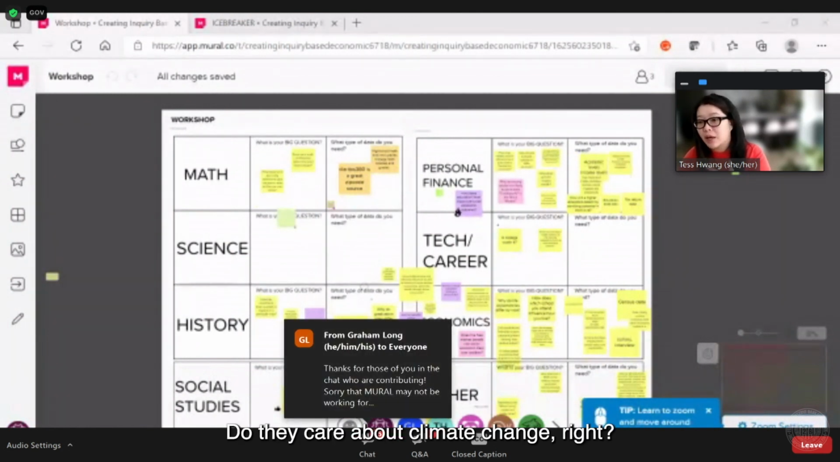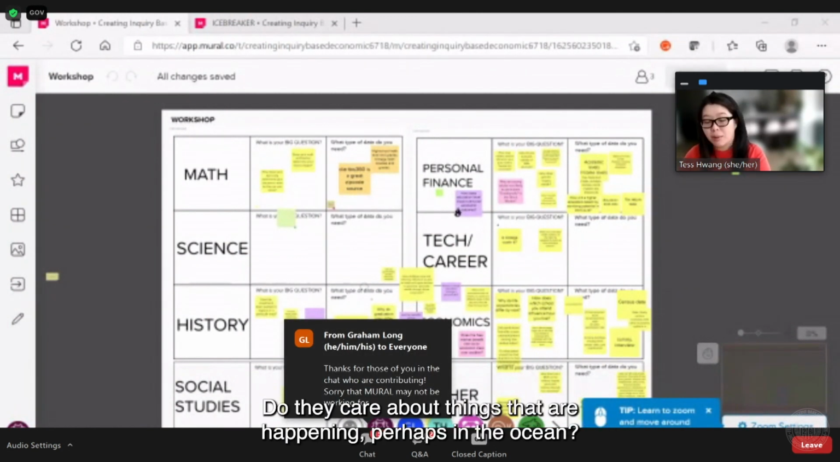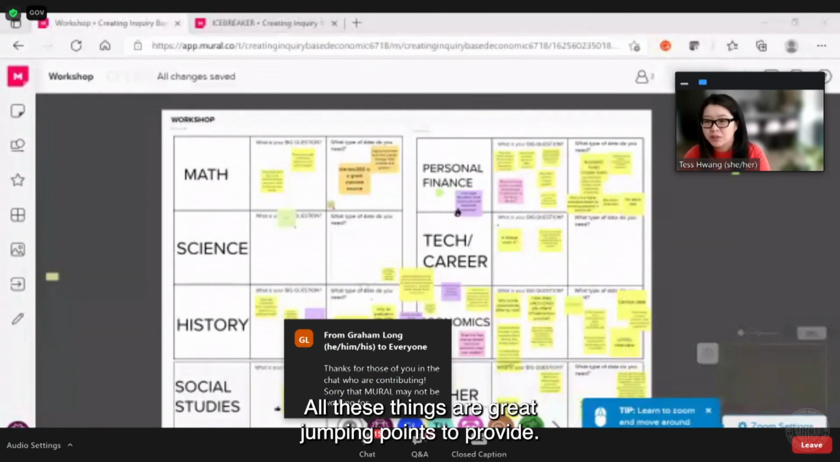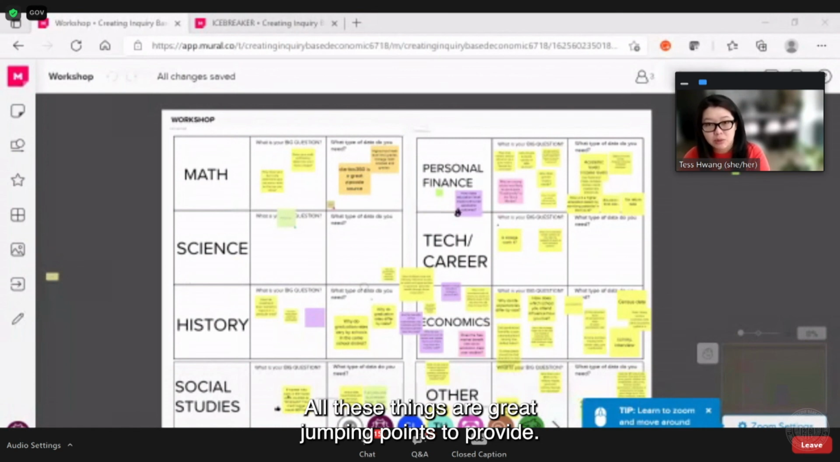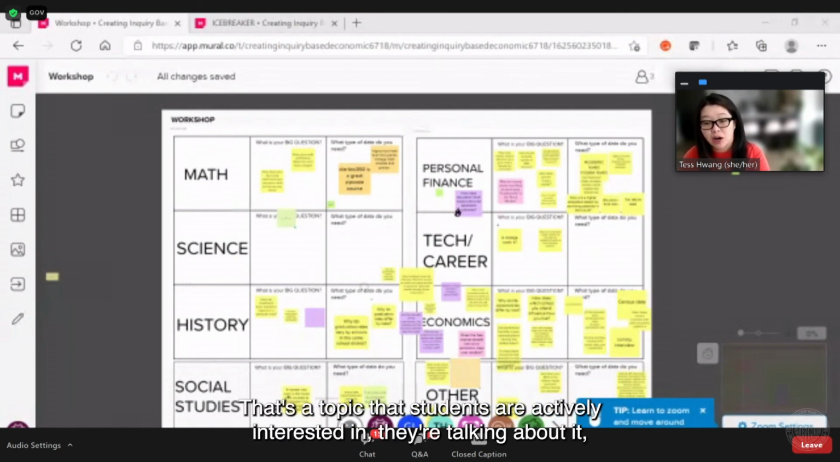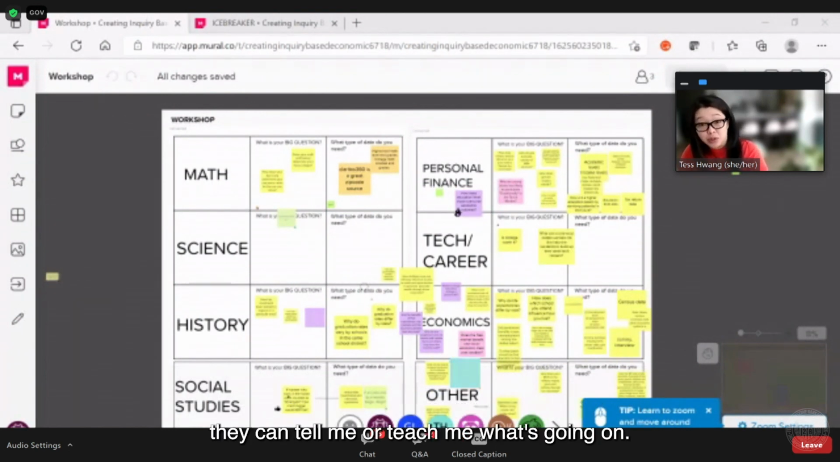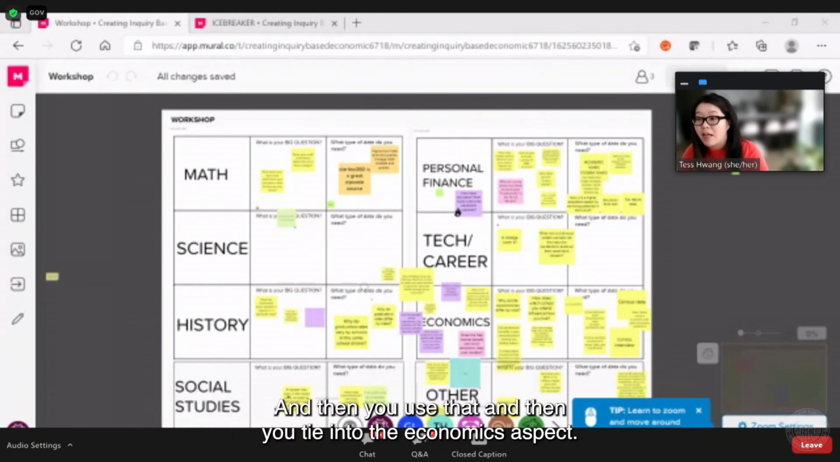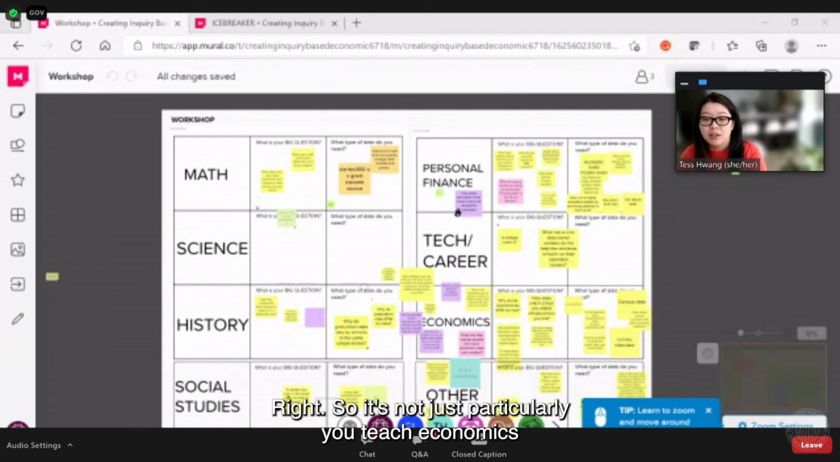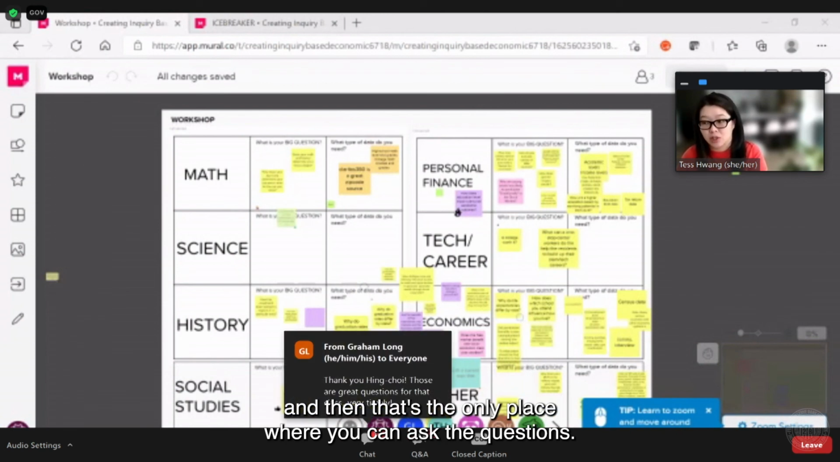Do they care about climate change? Do they care about things that are happening perhaps in the ocean? All these things are great jumping points to be like, that's a topic my students are actively interested in. They're talking about it. They can tell me or teach me what's going on. And then you use that and tie into the economics aspect. So it's not that you teach economics and that's the only place where you can ask the questions.